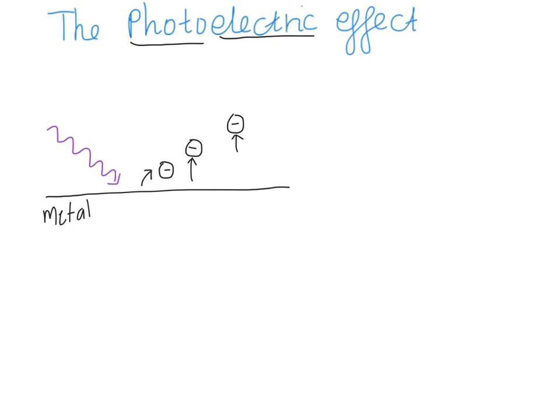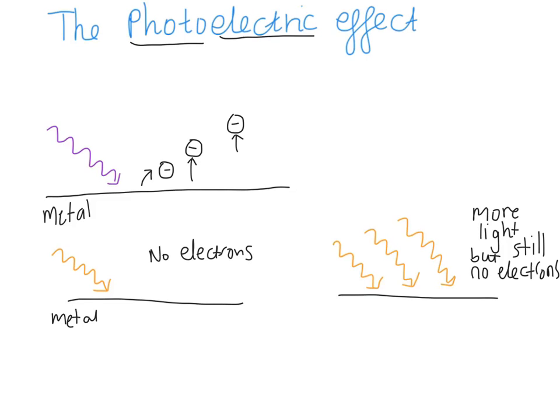Now, the interesting thing is that sometimes, depending on the colour of light you've got, you can have as much of that colour light as you possibly can, and you still won't get electrons coming off the metal. It only works for some colours or some energies of light. Here we have some orange light, and that's just not working for our metal surface. We're not getting any electrons off it. Oh, but look, we've changed colour to red, and now we've got some electrons coming off.